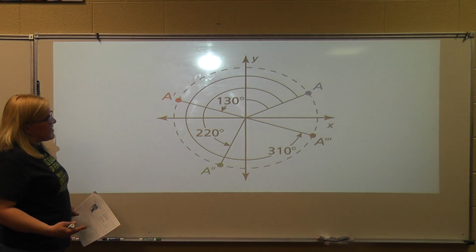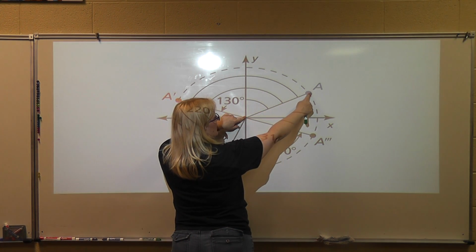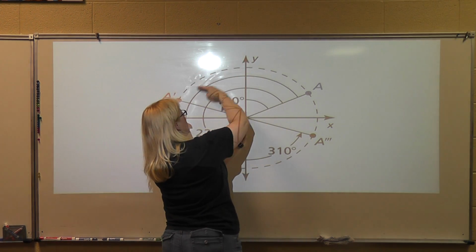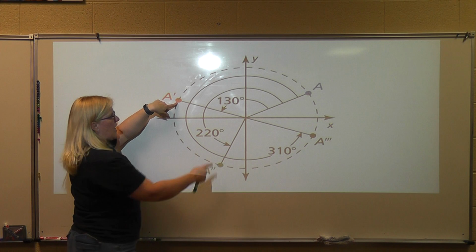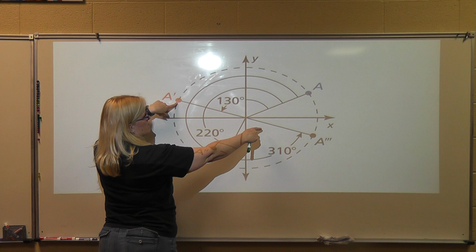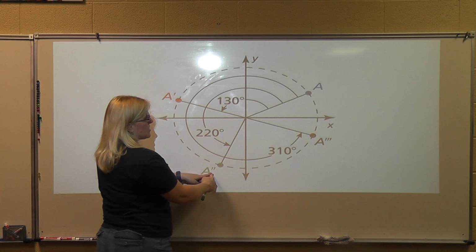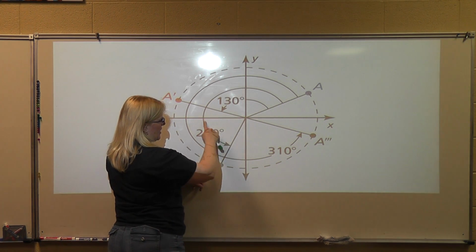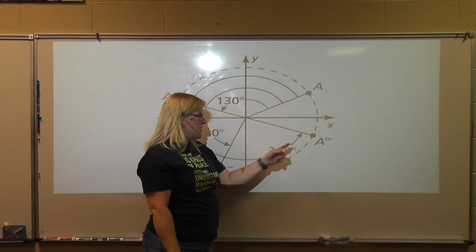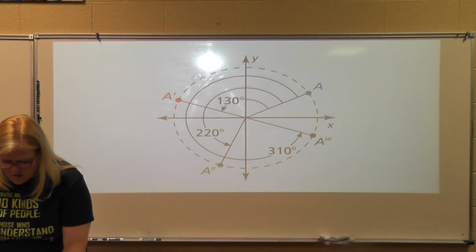So here is an example. Let's say we have this line right here. We've got this point, there's A, and it is rotated to A prime, 130 degrees. So that's 130 degrees from here to here. If we take it a little farther to A double prime, it is 220, and then almost all the way around the whole circle, A triple prime here is 310 degrees. So those are just some examples.